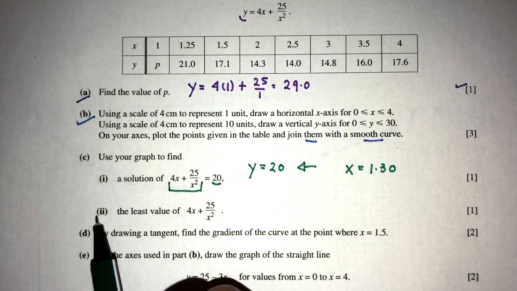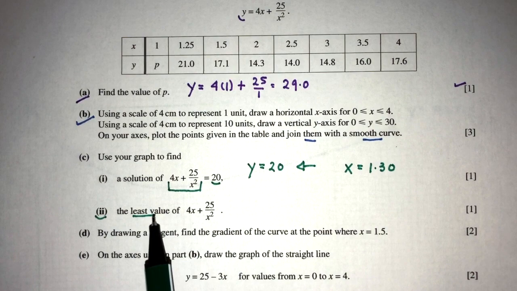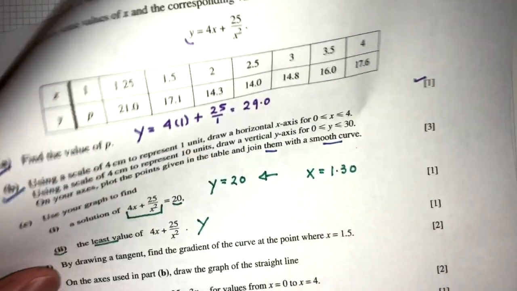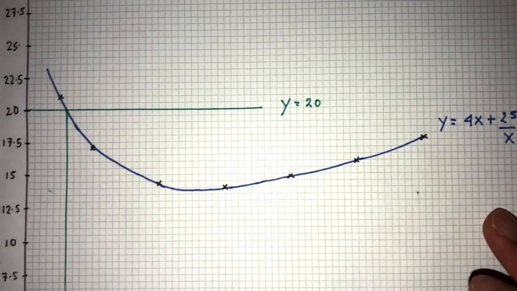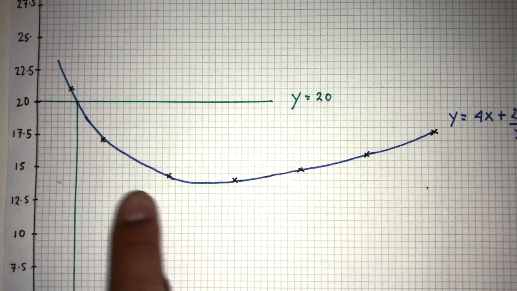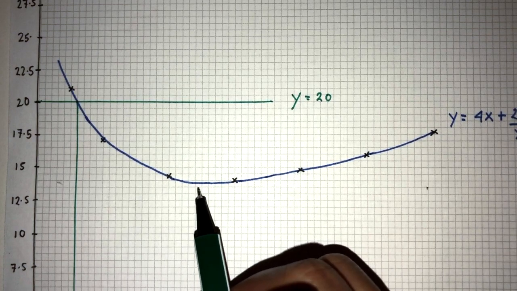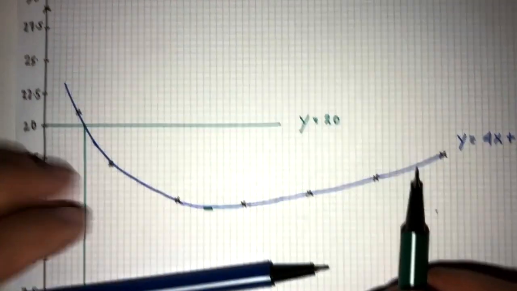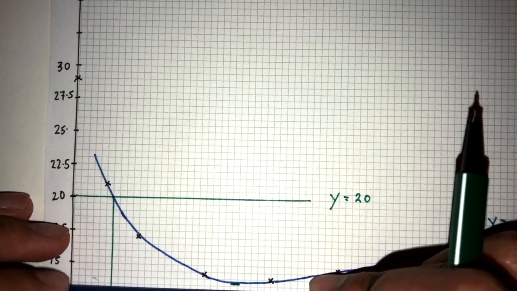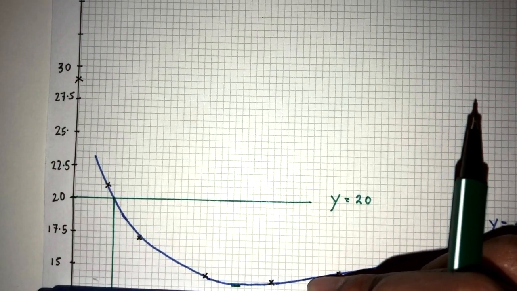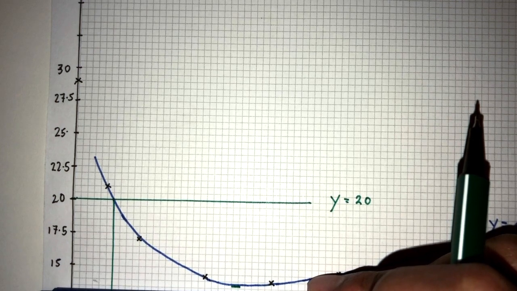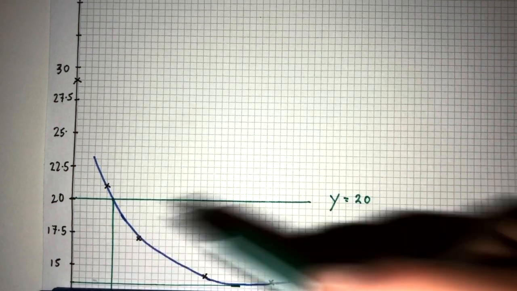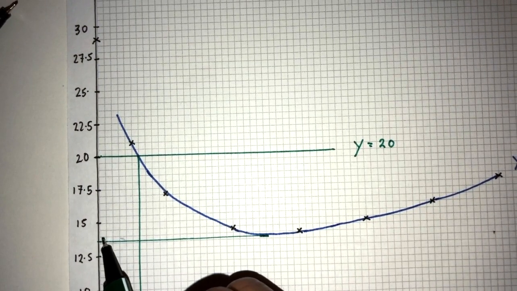Now for part 2, we have to find the least value of this. So least value of your curve. If you observe on your graph, what is the least value of y? It will be at the minimum point, somewhere about this, right? So you just have to, again, use a ruler, draw a line which connects with your y-axis. This is not great, but hey, it is what it is. So here you go. That will be my value.